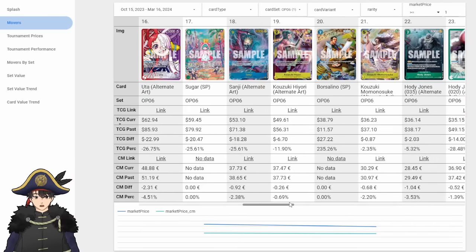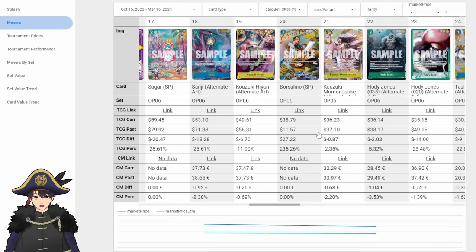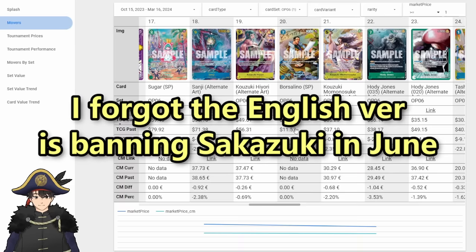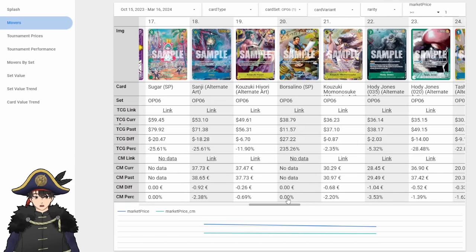SP Borsalino, quite cheap. Sakazuki still does run 7 cost Borsalino, and this version of the card has him eating ramen. Why would it be so cheap? It was like $11 yesterday. Yeah, this one's an anomaly to me. Why is he so cheap?